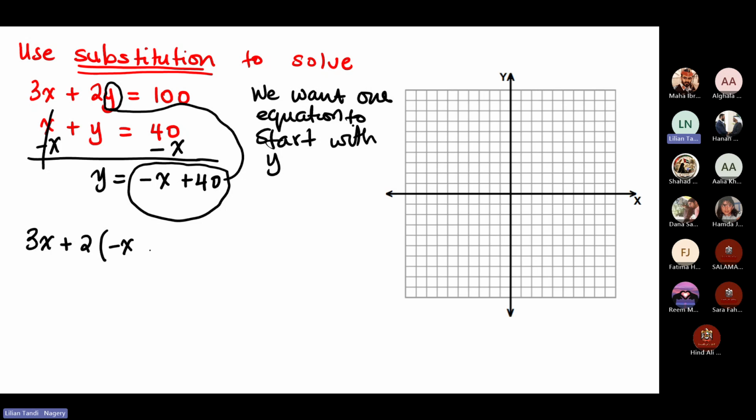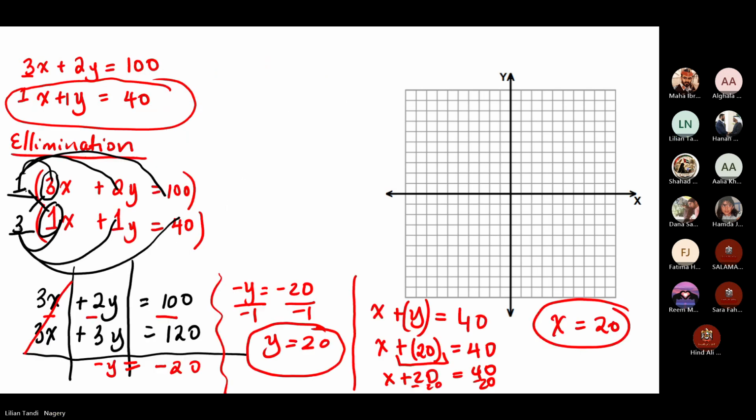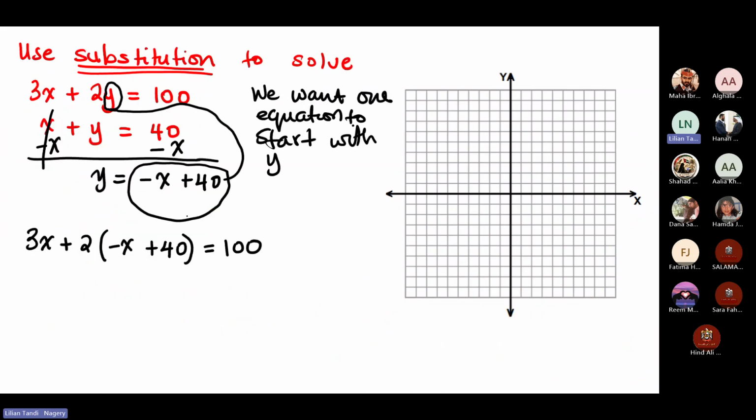Minus x plus 40 equals 100. Now, you see, if we don't get y is 20 and we don't get x is 20, it means we are doing our work wrong. Are we together? Yes. Let us continue.